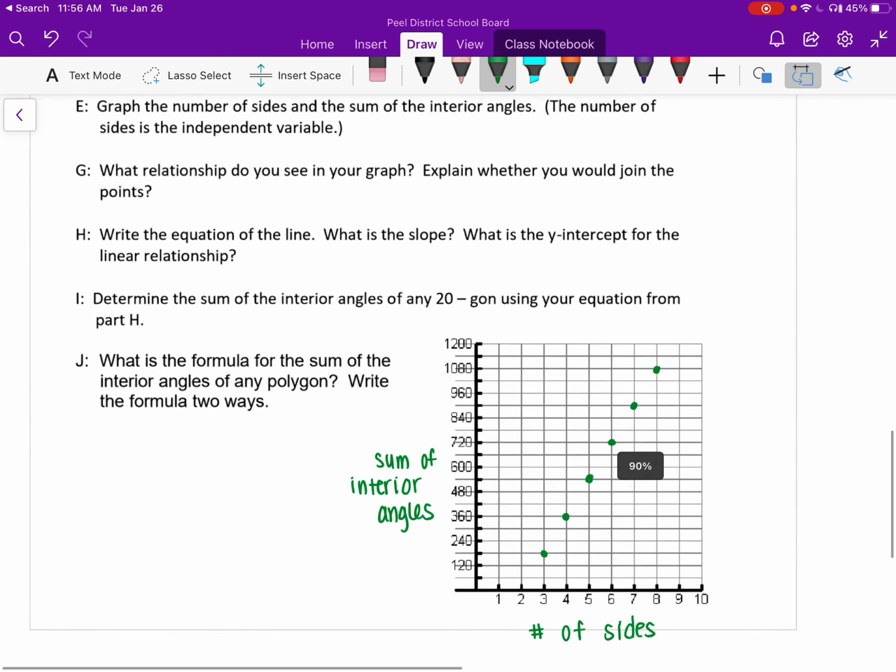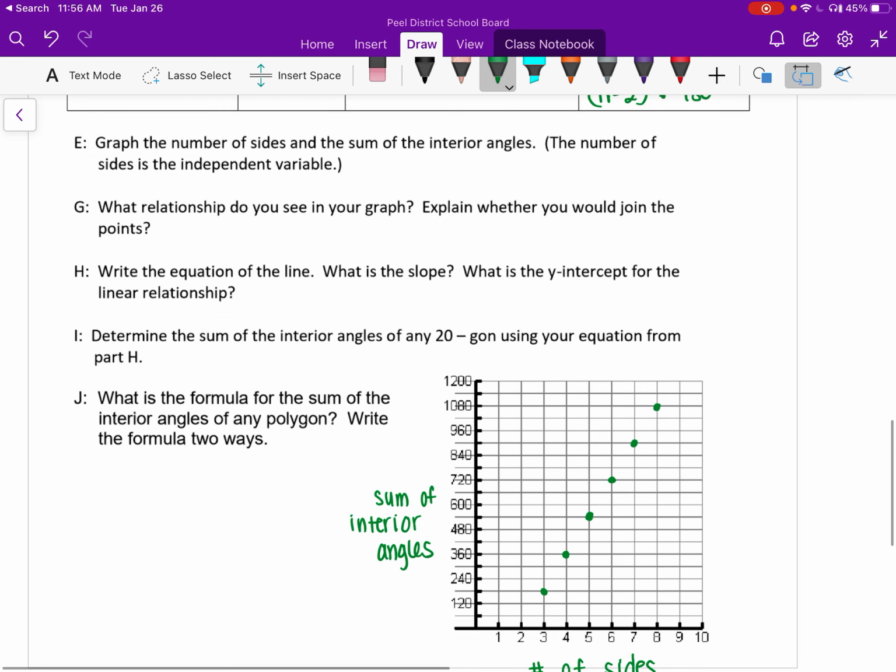If you look at this and you remember what we learned literally last week, right? What relationship do you see? It is a straight linear relationship. Linear relationship.